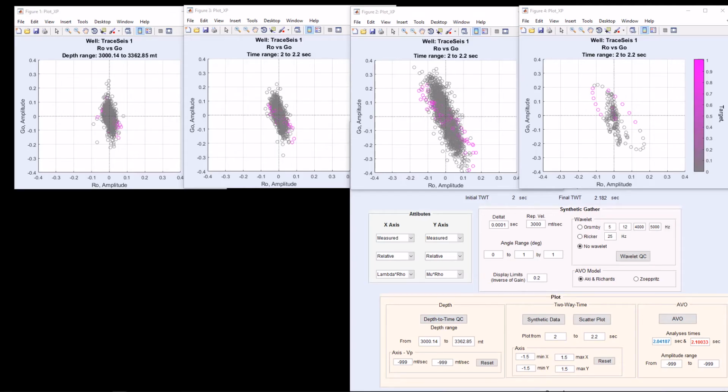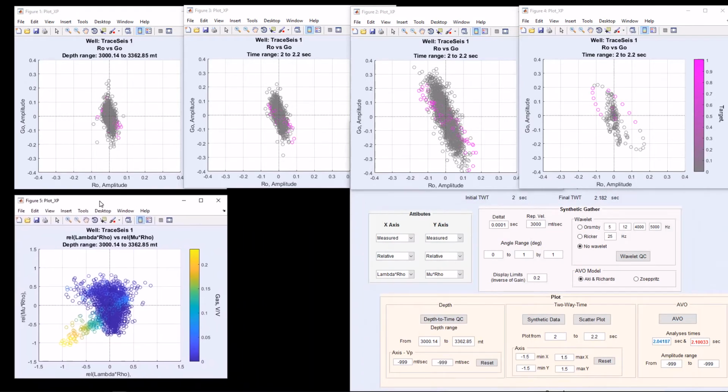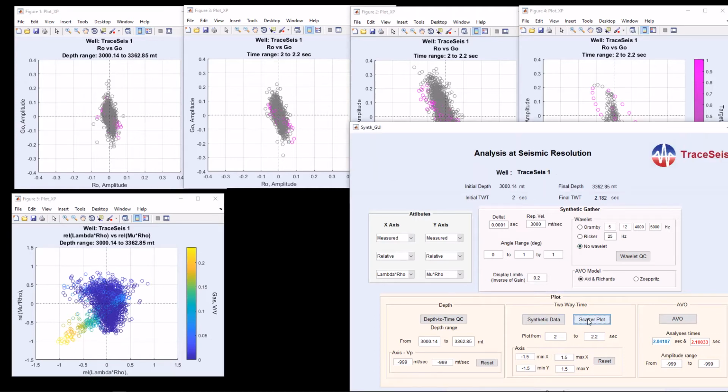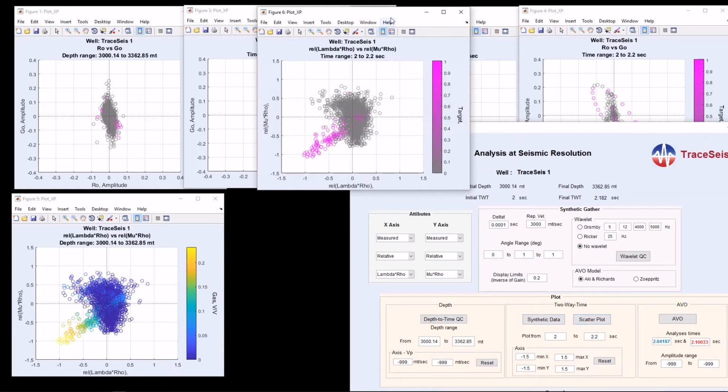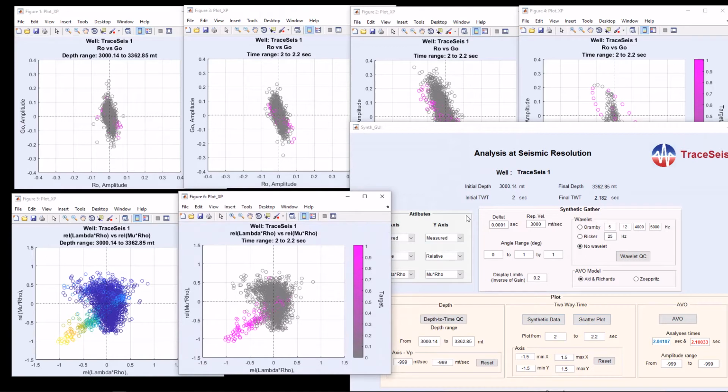Let's now take a look at the cross plot of relative lambda rho and relative mu rho. We start here with the cross plot in the depth domain, again going from 3000 to 3062, and just like we did with the normal incidence and gradient, we're going to use a no wavelet first to verify that this ties approximately the cross plot in depth, and it does. Now let's change to the Ormsby from 5000 to 5000 Hertz, which would be about the same as having no wavelet.